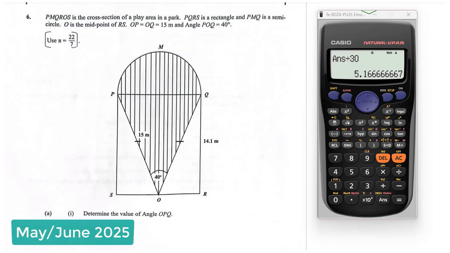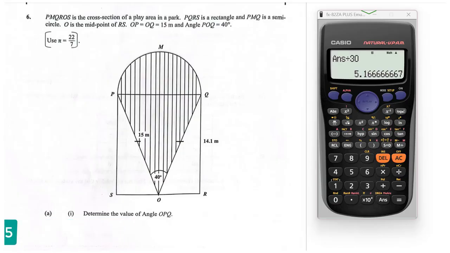Now here it says PMQROS is the cross section of a play area in a park. PQRS is a rectangle and PMQ is a semicircle. O is the midpoint of RS. OP is equal to OQ, which is 15 meters, and angle POQ is equal to 40 degrees.